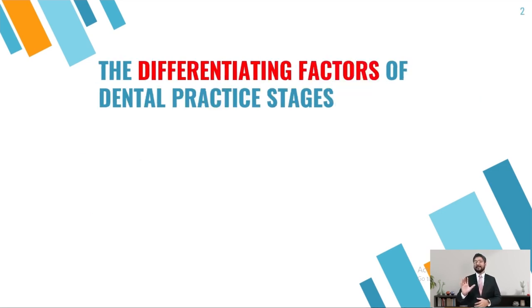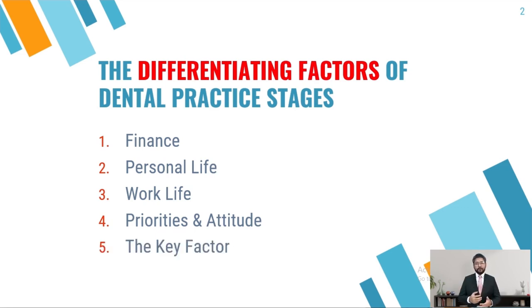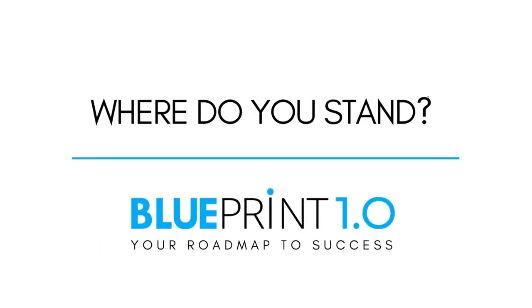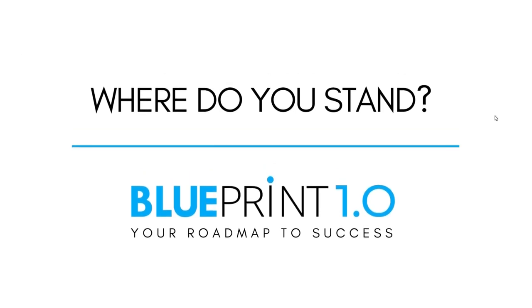The 5 discriminating factors of dental practice stages are finance, personal life, work life, your priorities and attitude, and the 5th factor is the key factors. Now before we proceed further, let me explain how you have to use the worksheet during this video. As you can see, there are a total 6 pages. One page for each stage and the last page is for conclusion.